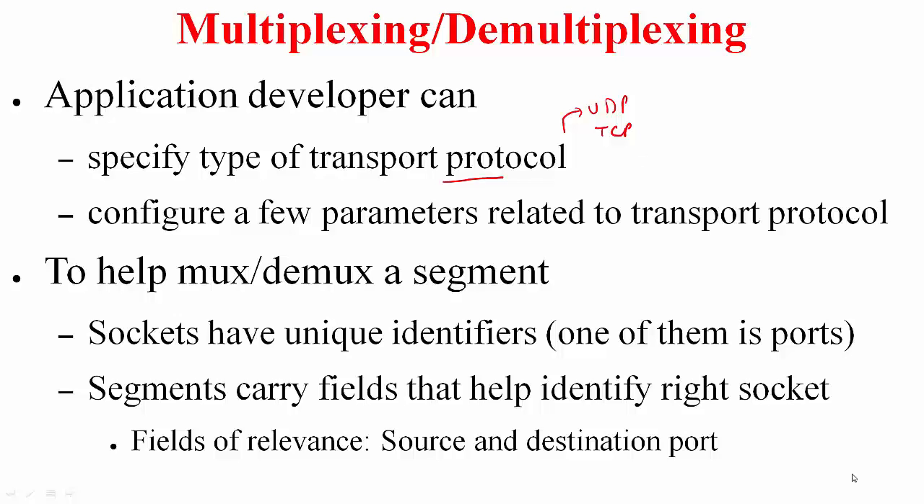So getting back to our original role of multiplexing demultiplexing, to help multiplex or demultiplex a segment, you need to associate sockets with unique identifiers, and ports is definitely one of them. We'll see more of this soon. Not only that, the segments have to carry certain fields that help identify the right sockets. One field of relevance here is the source and the destination port.